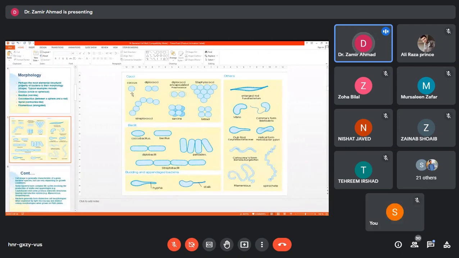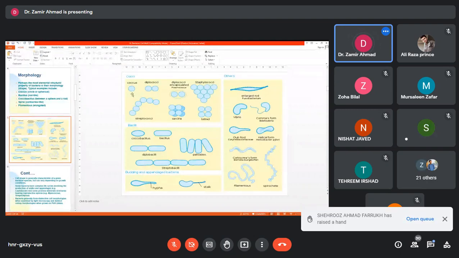As you can see, this round structure of coccus could be in the form of diplococci when two such structures are together, and diplococci could be encapsulated, as in the case of pneumococcus. And these are a few examples of these cocci: streptococci, sarcina, tetrad, and staphylococci.